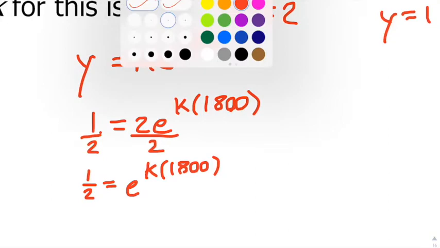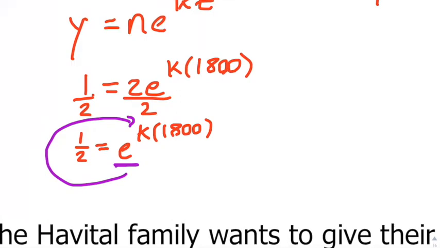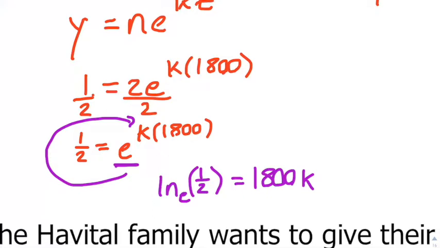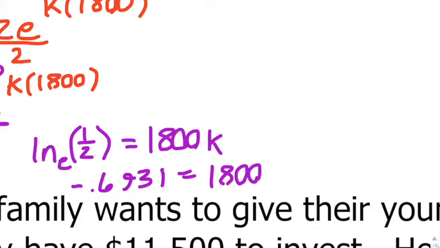We can't do anything as far as solving any further, so we switch forms. Not e, I'm sorry, log base e, which we'll just call natural log. Natural log of 1/2 equals 1800k. All right, natural log of 1/2 is going to be a negative number here. It's negative 0.693. Let's go one more decimal, 1. Usually your k values go for at least 4 decimals. And then that's equal to 1800k.